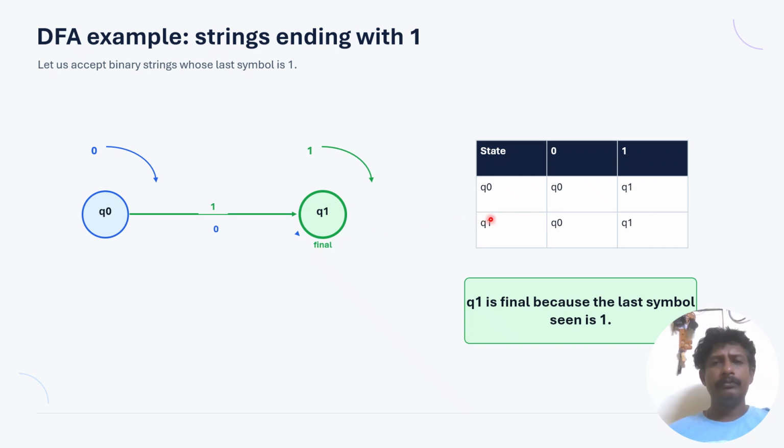Now see the movement. From q0, if we read 1, we go to q1. If we read 0, we stay in q0, right? From q1, if we read another 1, we stay in q1 because the string still ends with 1. But if we read 0, we go back to q0. So the state is remembering only one useful thing: what the last symbol was.